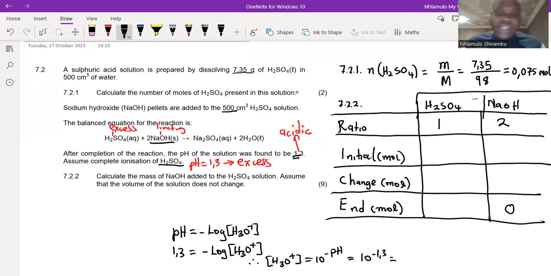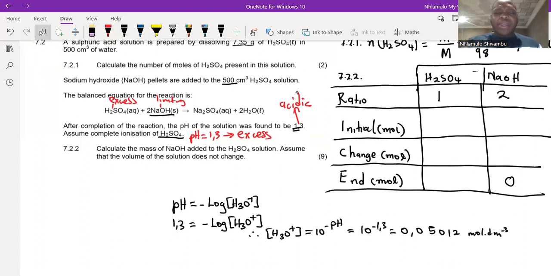And the answer for the concentration of hydronium is 0,05012 mole per dm cubed. So this is the concentration of hydronium. Since I indicated that the pH is determined by the excess, the concentration of hydronium that we have is the concentration of hydronium in excess. And why is it excess? It is excess because we got it from the pH.